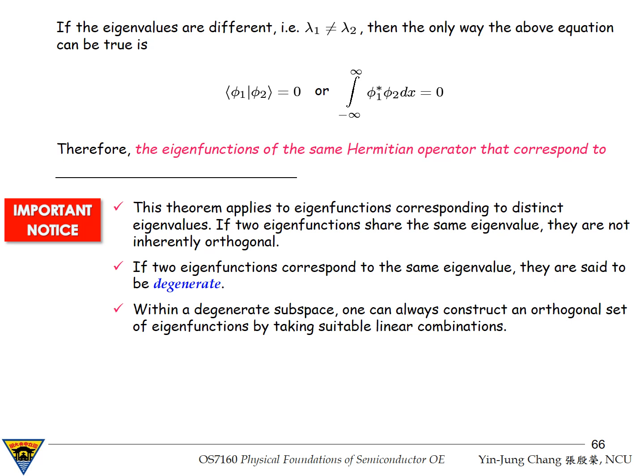As mentioned on the previous page, if the eigenvalues are different, then the only way that the last equation shown on the previous page can be true is that the inner product of phi 1 with phi 2 must be 0. Therefore, the eigenfunctions of the same Hermitian operator that correspond to unequal eigenvalues are orthogonal.